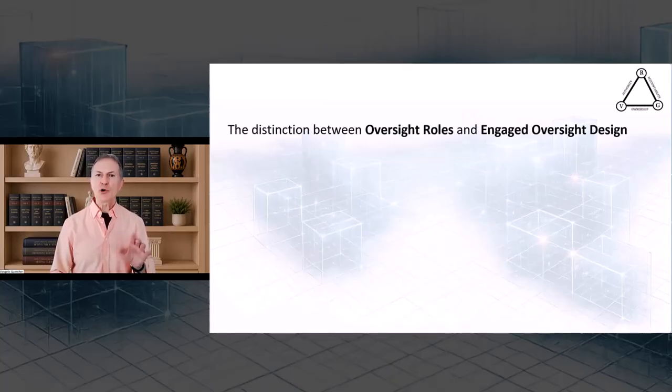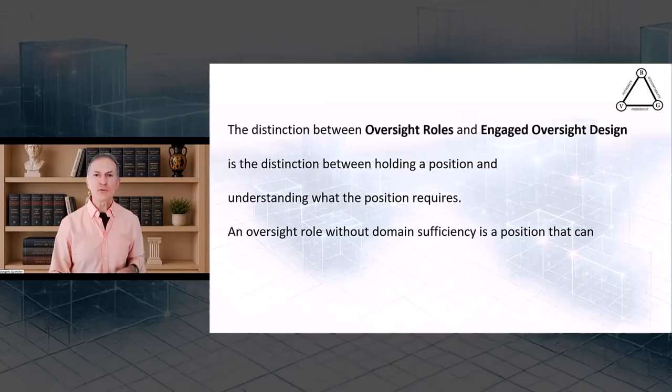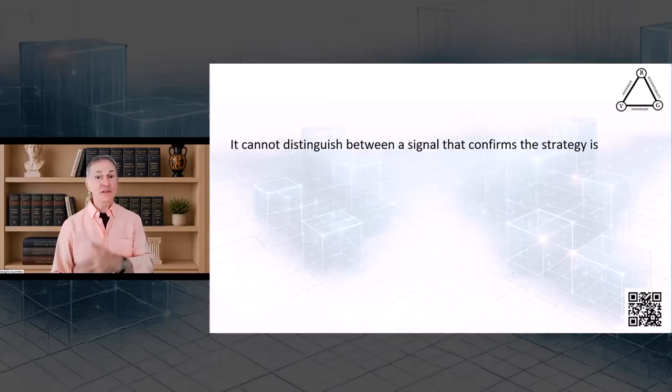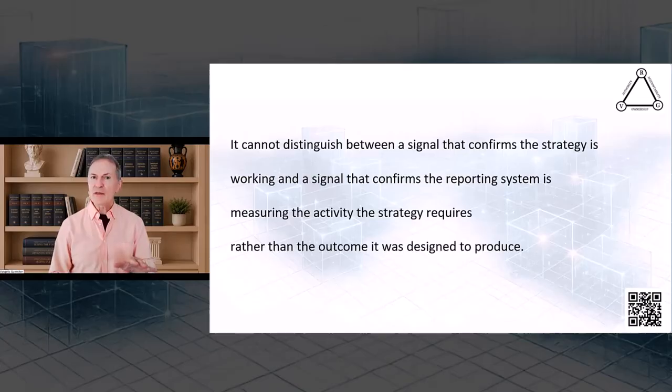The distinction between oversight roles and engaged oversight design is the distinction between holding a position and understanding what the position requires. An oversight role without domain sufficiency is a position that can approve, fund, and direct, but cannot evaluate. It cannot distinguish between a signal that confirms the strategy is working and a signal that confirms the reporting system is measuring the activity the strategy requires, rather than the outcome it was designed to produce.